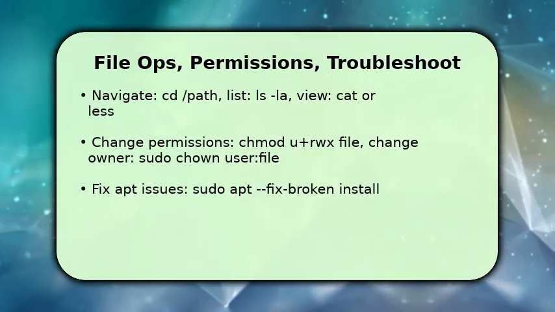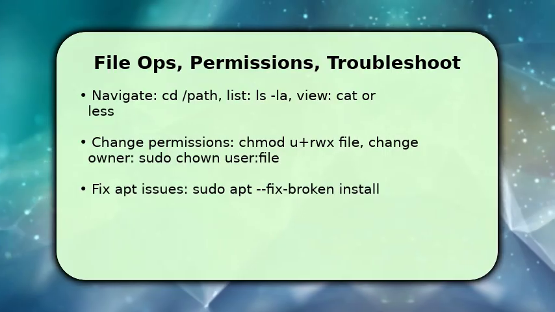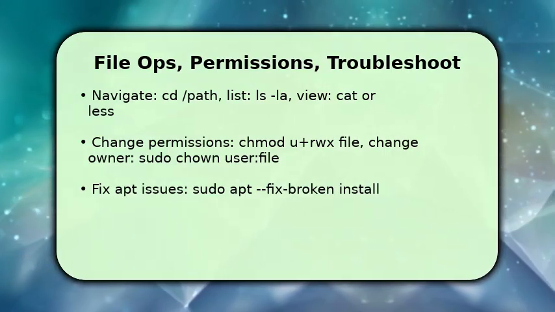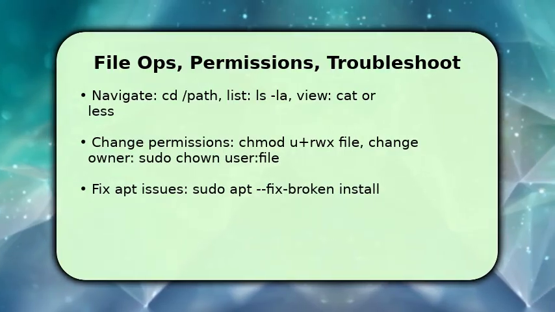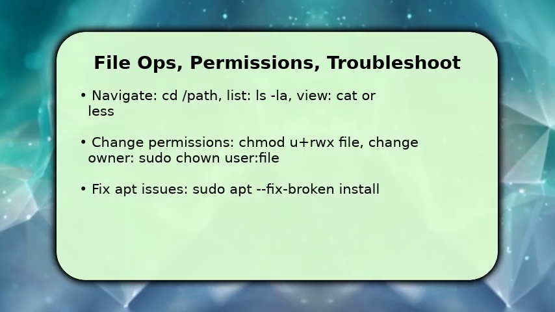If apt reports broken packages, run sudo apt --fix-broken install to repair dependencies. One troubleshooting tip: check sudo journalctl -xe for recent system errors when things go wrong.